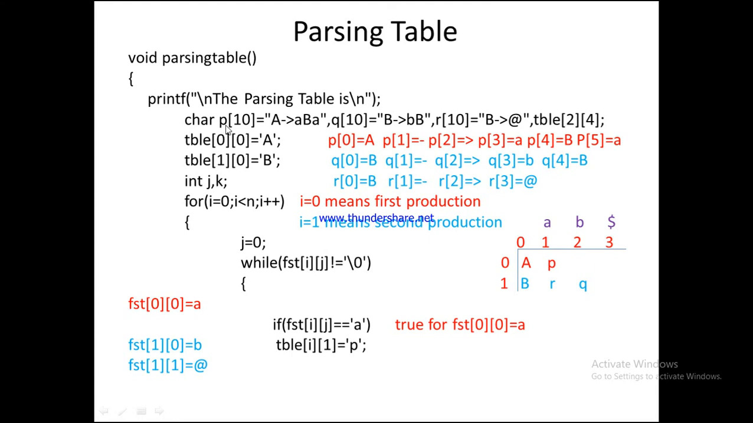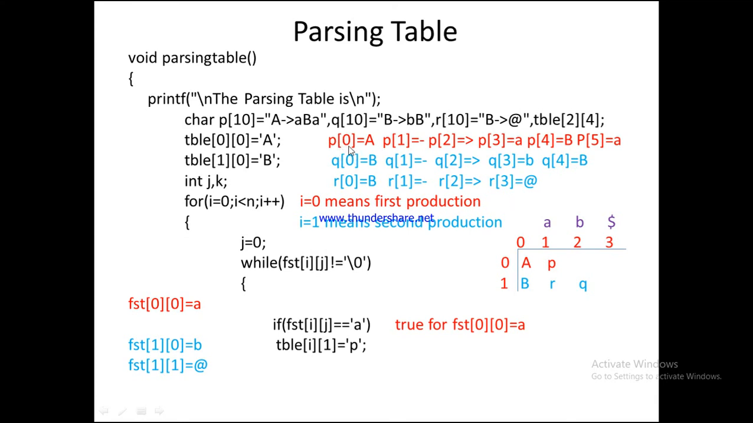Then what we are doing, we are considering three different arrays, P, Q, R. What we are storing in these P, Q, R arrays, we are storing the three productions. The first production is stored in P, and the second production, that is B determines B, is stored in Q, and the third production, B determines epsilon, is stored in R. So that is what I have written here.